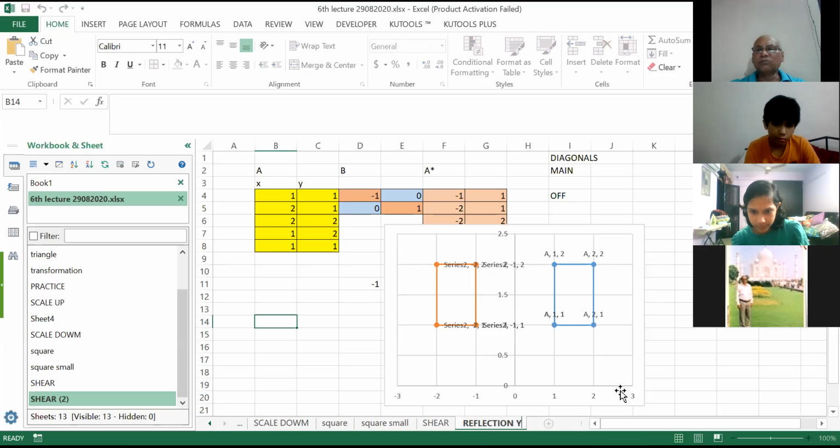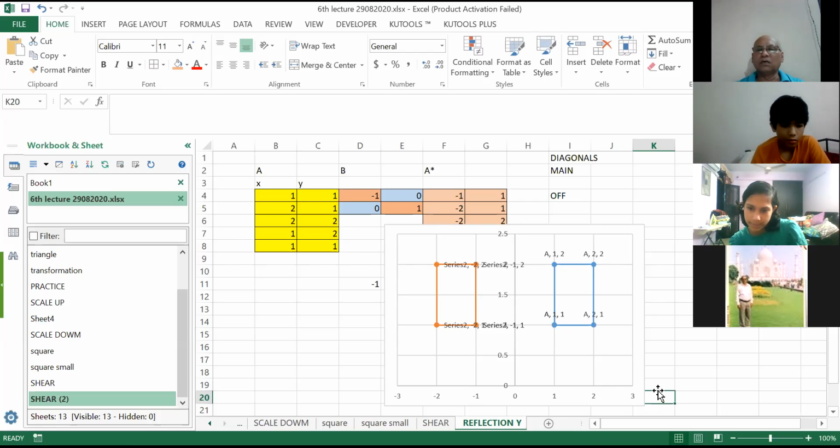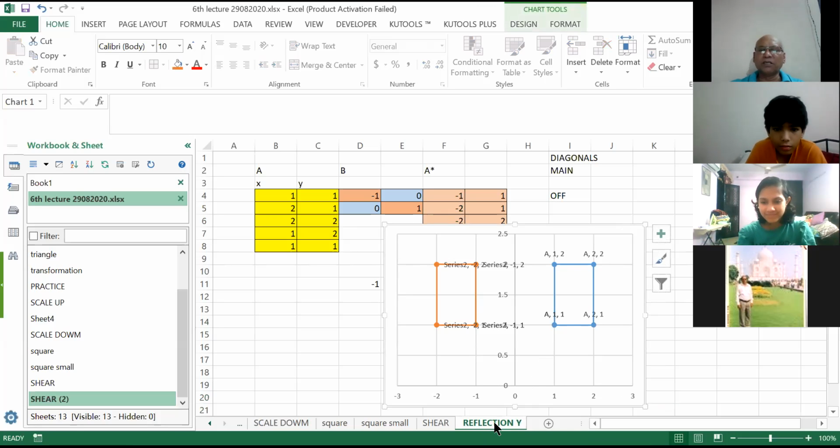And mathematics is such a simple way you can learn every activity. There are means to accomplish complex activities in a simple manner. So this is reflection about y.